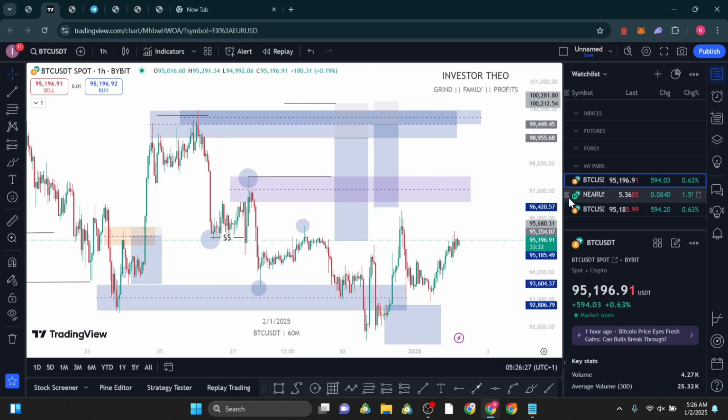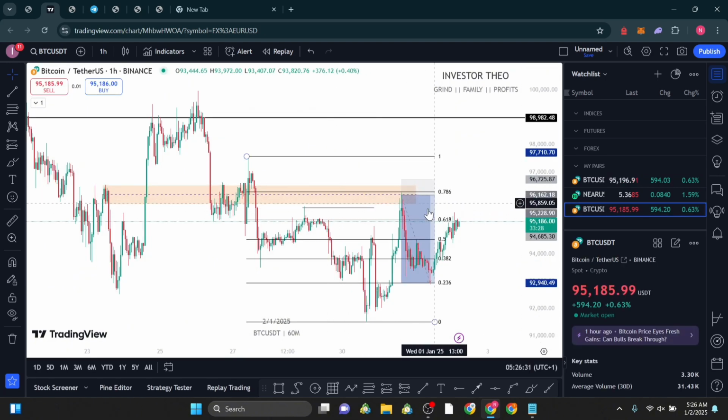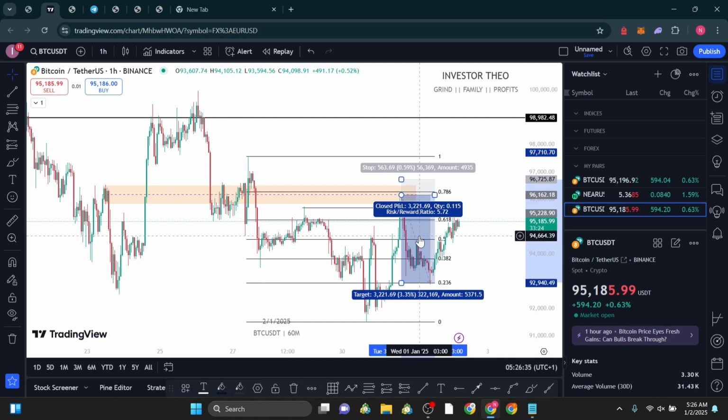I'm going to teach you another strategy. I'll show you how the setup was taken. This is a 5.72 RR trade. I'm going to teach you how to enter with this kind of setup, so you know how to maximize gains too.